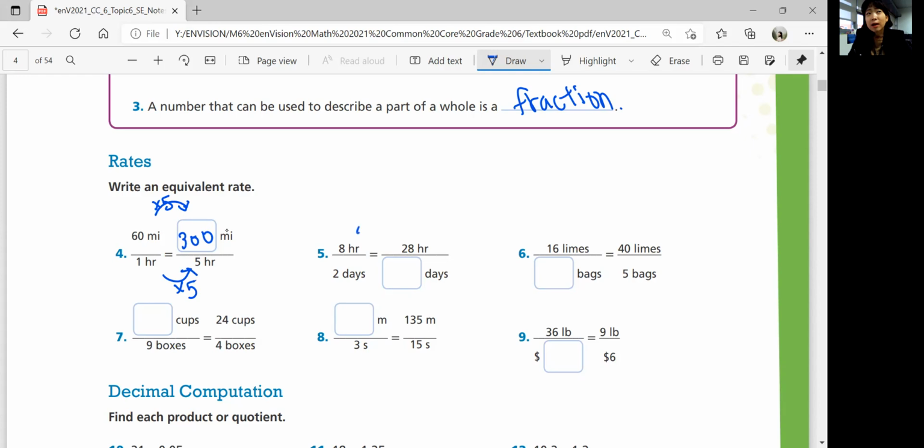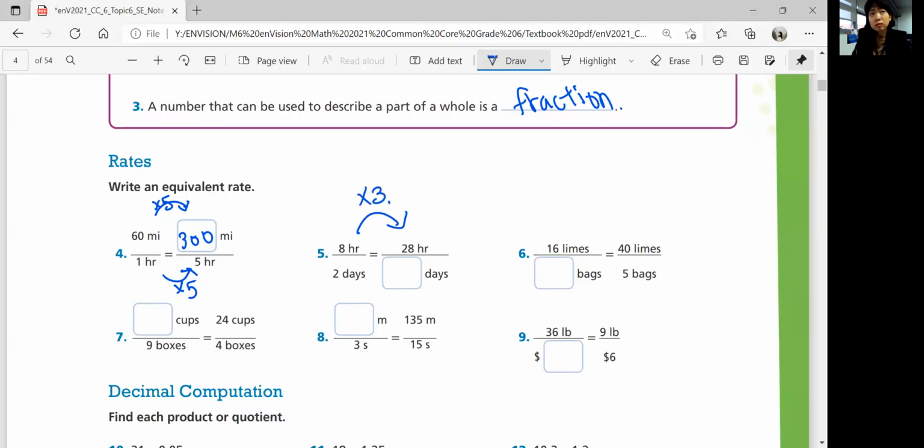So number 5. 8 to 28, you multiply by 3.5, right? And so from 2 to blank, you want to also multiply by 3.5. 3.5 times 2 is 7 days. So 8 hours per 2 days would be equivalent to 28 hours in 7 days in a week.